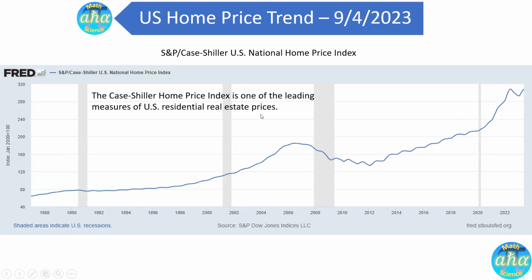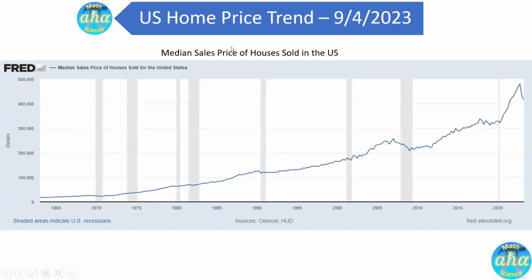Now this is only one of the measures of residential real estate price. There's another measure that is also commonly used, which is the median sales price of all the houses sold in the US. Shown here is this plot. You can see this dates back to the 1960s, and the shaded areas include some of the recessions. Obviously the median sales price also went down quite a bit following the housing bubble. And then there's a very sharp run just in the past 2-3 years, following the pandemic.